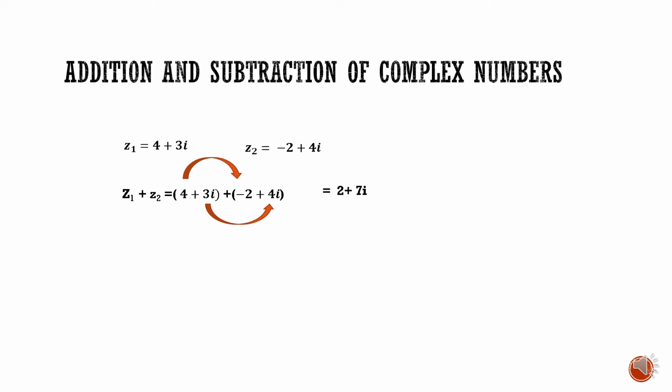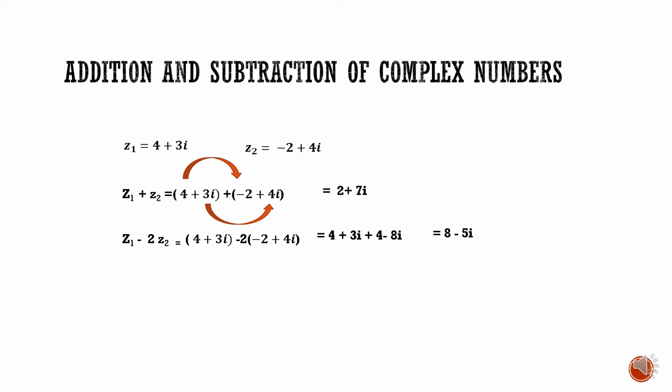Now let us do one more sum, that is z1 minus 2 z2. So z1 is 4 plus 3i, for this minus 2 the same. For z2 we have written minus 2 plus 4i. Just multiply everything by minus 2. So it will take this form. While simplifying this, we'll get the answer as 8 minus 5i.